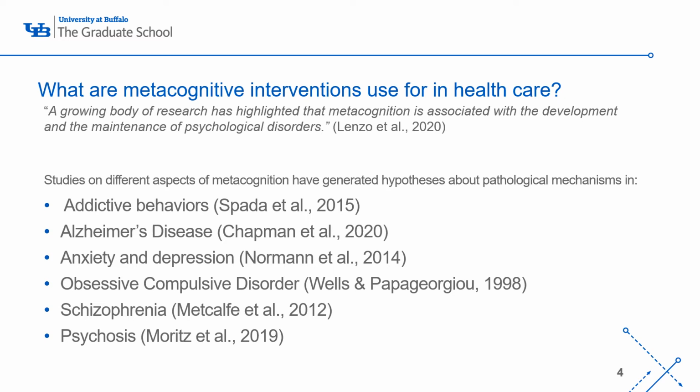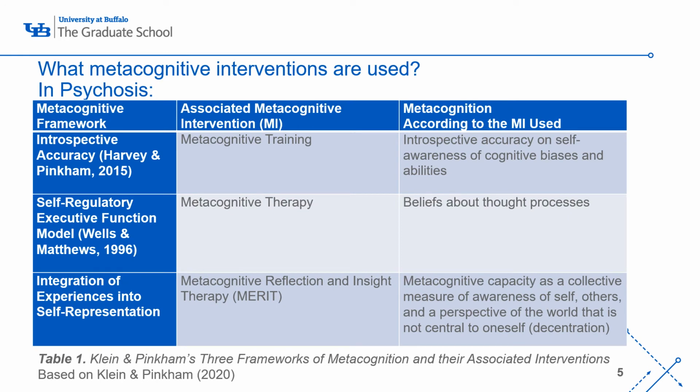Since there has not been only one kind of metacognitive process discovered in association with these disorders, metacognitive interventions have been developed which focus on different, although sometimes overlapping, metacognitive processes. In this table, we list 3 metacognitive interventions that have been used for psychosis. In addition, we include the metacognitive framework from which each is derived, as well as how metacognition is characterized in each of the interventions. Moritz and Lysaker, 2018, describe these interventions as follows.